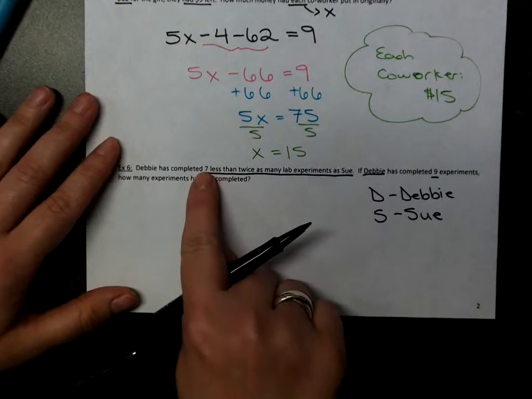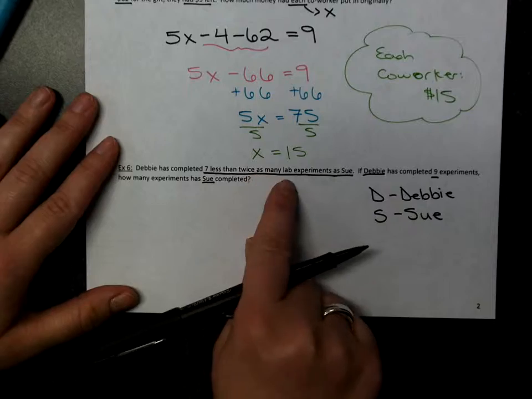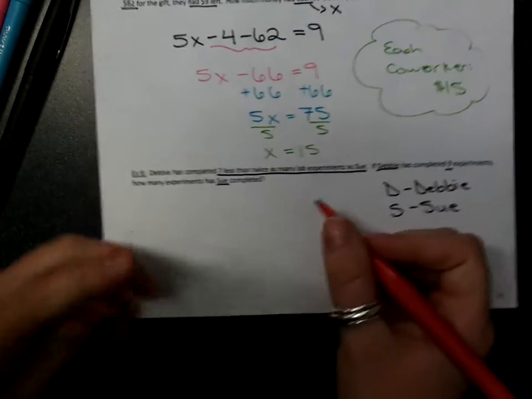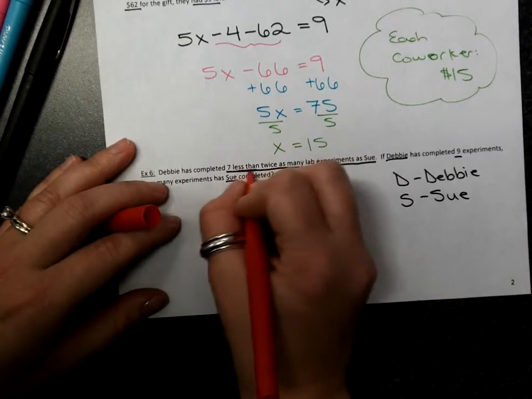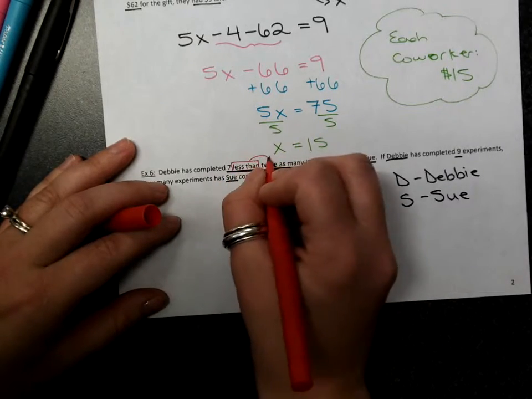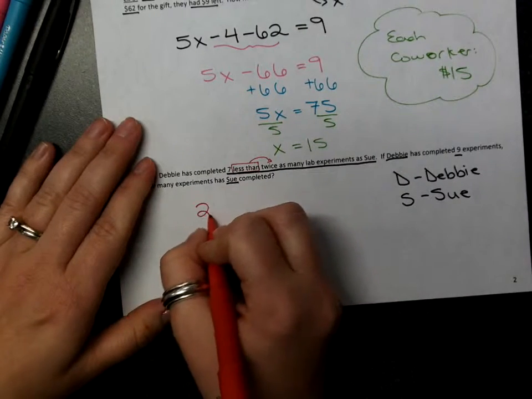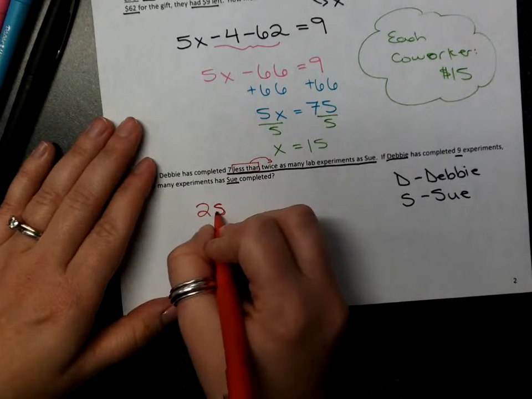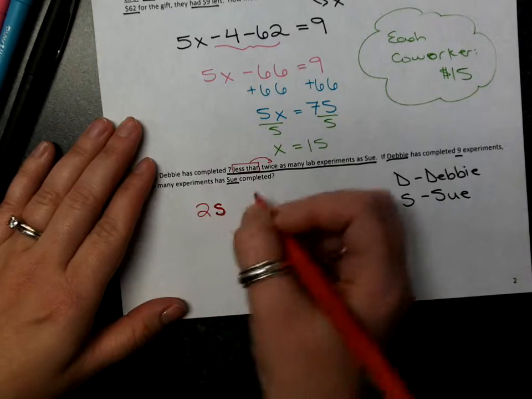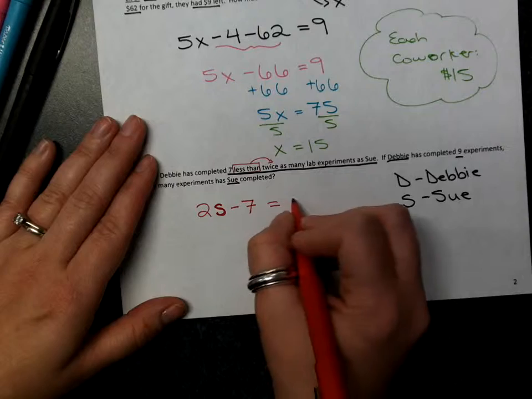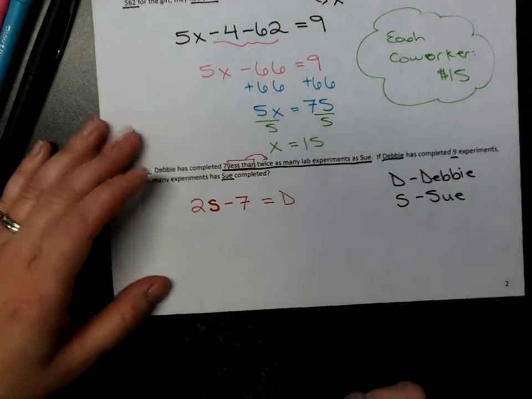So this phrase, 7 less than twice as many, that's a tricky phrase. The words less than means that we have to put that first. Twice as many as Sue. So twice as many as Sue is 2S. 7 less than that would be minus 7. And that equals Debbie's experiments.